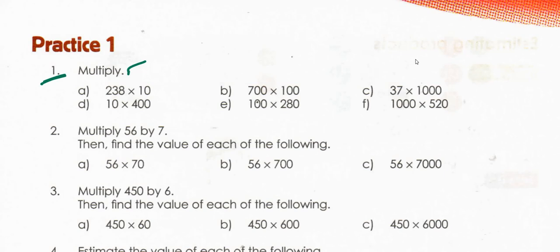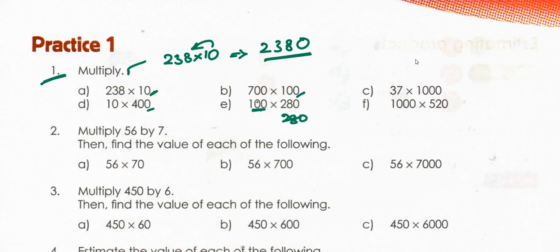Remaining you can do. 238 into 10. These are all round values. 10, tens, hundreds are very easy. Yes or no? Simply 238 into 10 is nothing but 2380. You just keep a 0 beside this number, it becomes this much. This is also 100. 100 into 280, you just keep these 2 zeros beside this number, it becomes this. Similarly here, 1000 into 520, these 3 zeros you keep beside this, then this will be your answer.